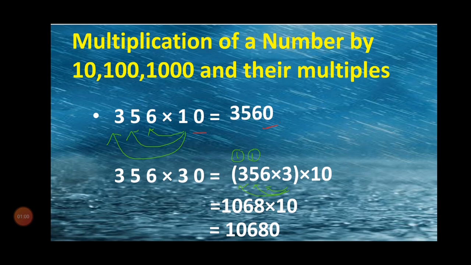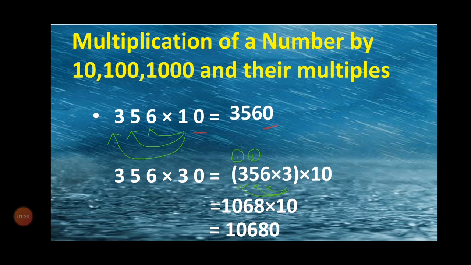356 into 10 is equal to 3560. Okay, then next go with the next example. Here 10, 100 and all, it is easy. While you are multiplying by 1, you count the number of zeros, then write the zeros with the answer at last. Now we are going to see the same thing but multiply by some other number.